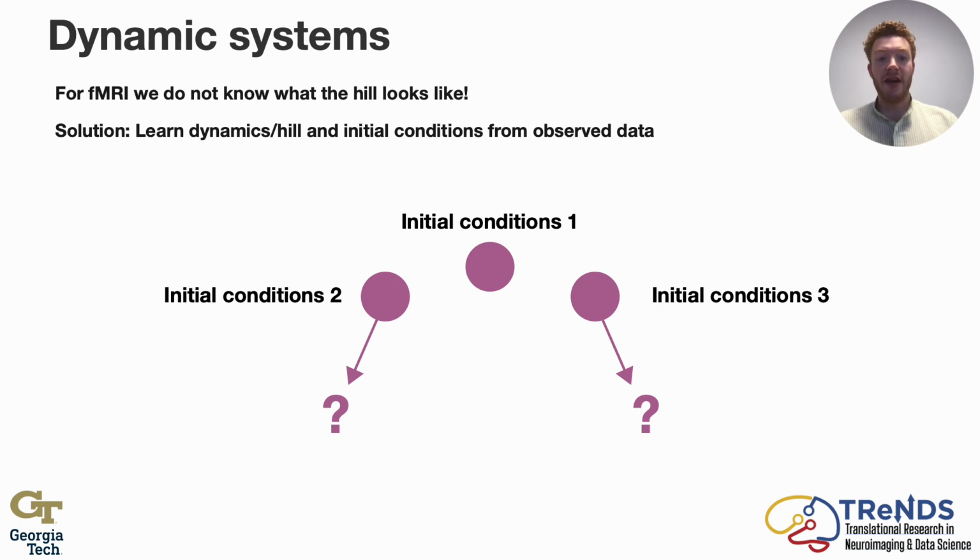However, for fMRI data, we do not know the initial conditions or the shape of the hill. Thus, we need to find patterns in the data that allow us to identify both the initial conditions and the dynamic system itself. Or in our analogy, what does the hill look like and where does the ball start?